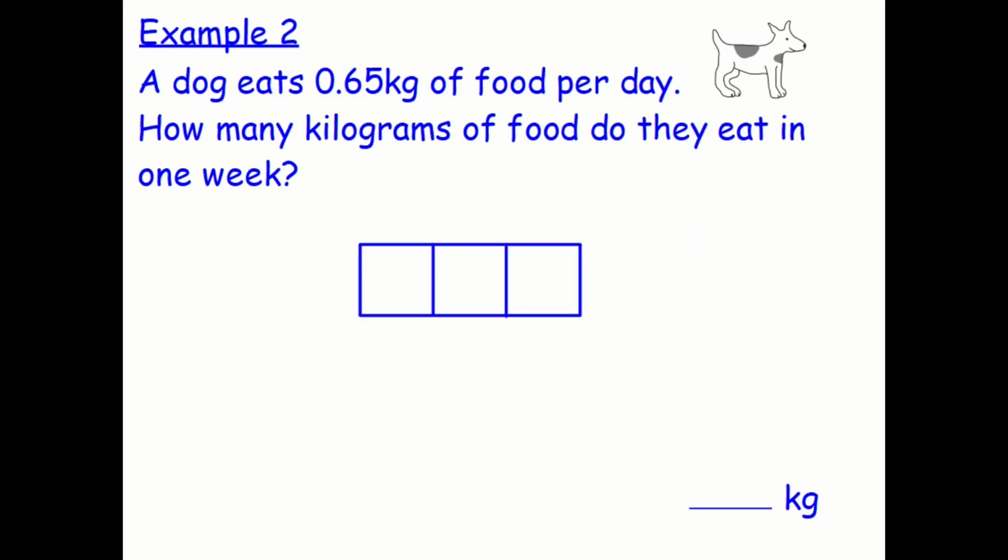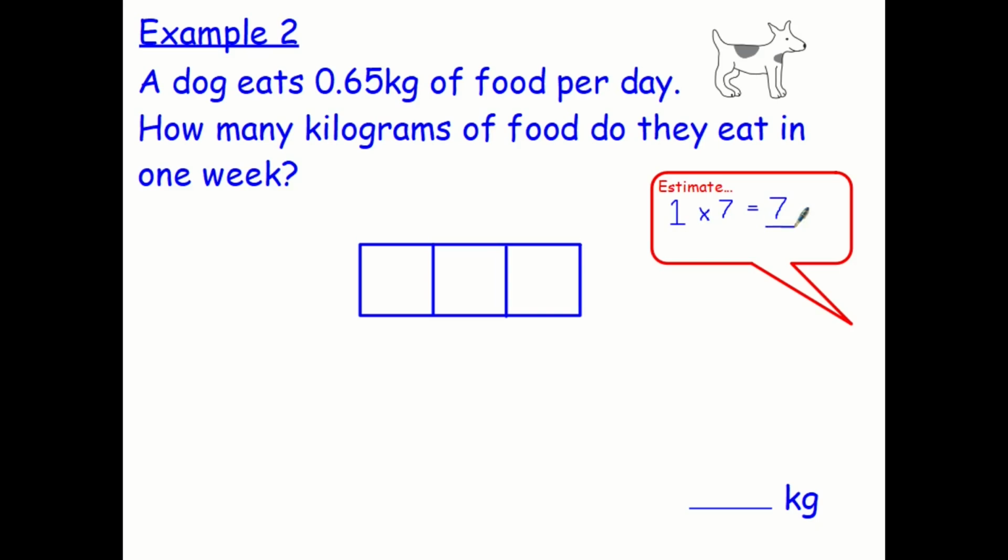Okay, example number 2. A dog eats 0.65 kilograms of food per day. How many kilograms of food do they eat in 1 week? Okay, so again, good idea is to start with an estimate. So 0.65, well, that's basically 1 kilogram. Let's just say it's 1 kilogram. And it says how many kilograms of food do they eat in 1 week. Well, we know that 1 week is 7 days, so it's 1 lot of 7. 1 times 7 is just 7. So the answer I have got to find has got to be in the region of 7.